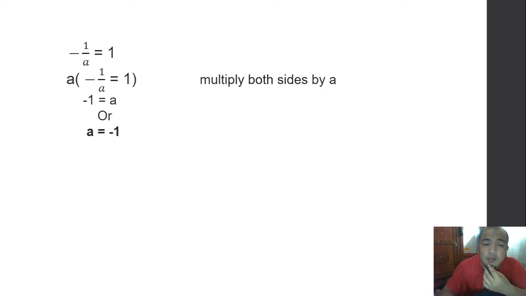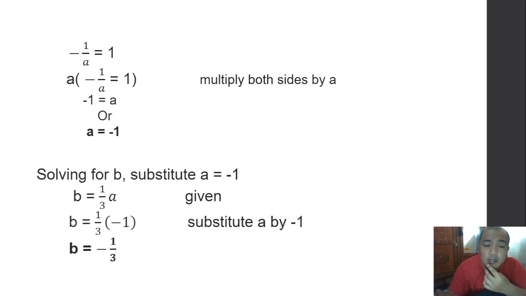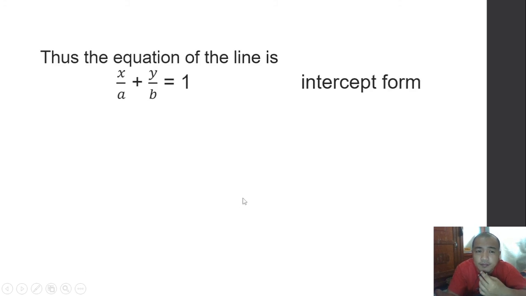So the x-intercept is negative 1. Solving for the y-intercept, b is equal to 1/3 a from the given. We substitute a by negative 1. Therefore b is negative 1/3. So the line has x-intercept negative 1, y-intercept negative 1/3. So what is now the equation of the line?